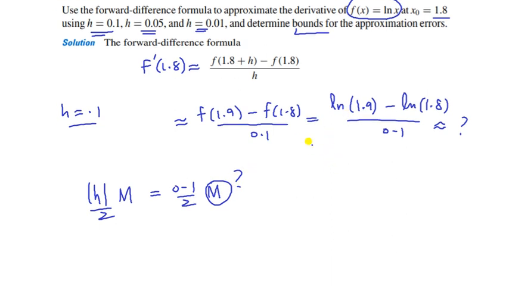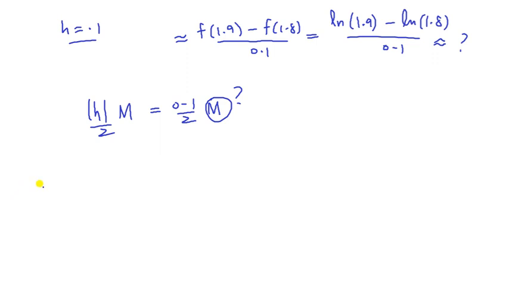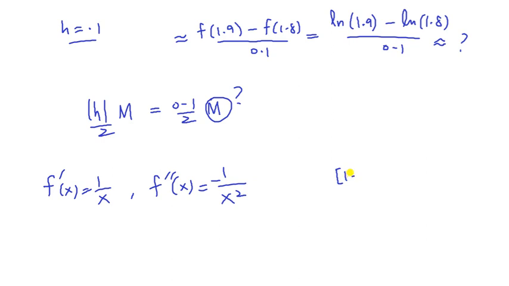If you find out the second derivative, let's say, the first derivative of the function is 1 over x. The second derivative is minus 1 over x square, right? Now you see what is the maximum value of the bound. My interval is from 1.8 to 1.8 plus 0.1, which is 1.9, because h is 0.1, right?